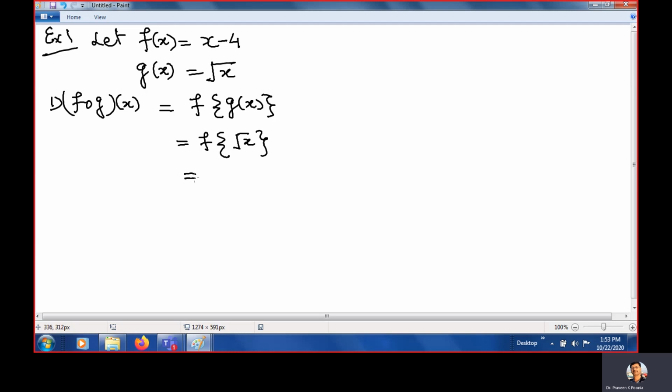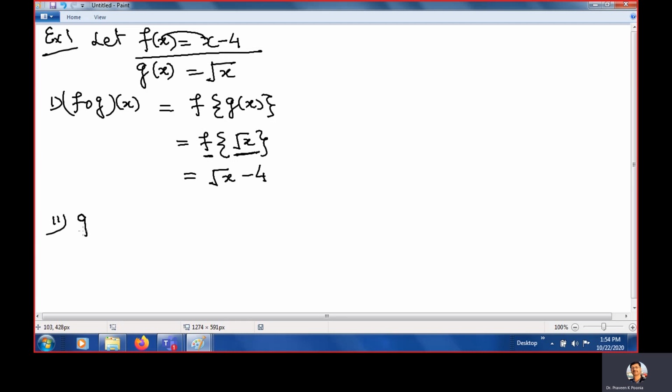Now here you need to read the definition of f. What is the definition of f? If x is written inside, the answer is the same: x minus 4. So what is written here is square root x and minus 4. This is how to calculate f composition g. Whatever is written inside, you just see f(x). In f of x, x is written, so the answer is x minus 4. Here square root x is written, so the answer will be square root x minus 4.